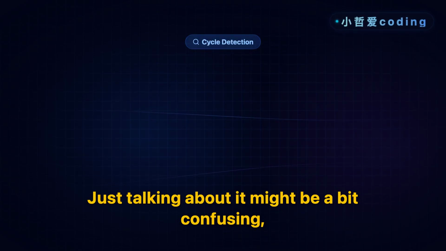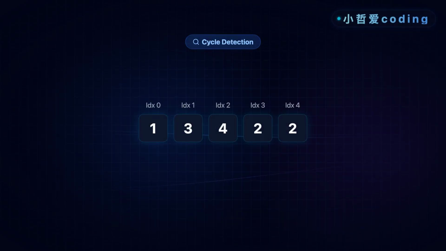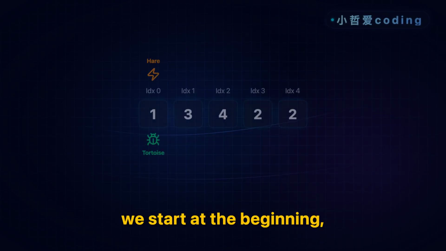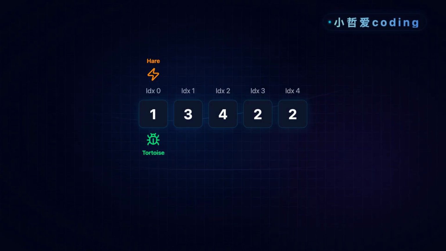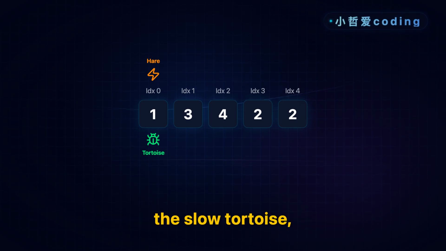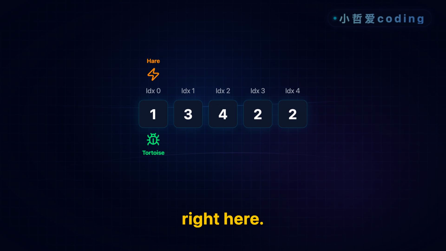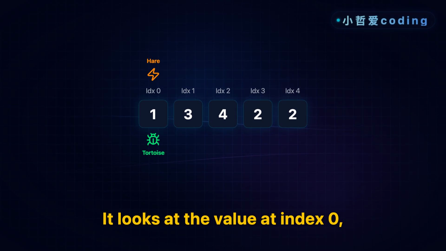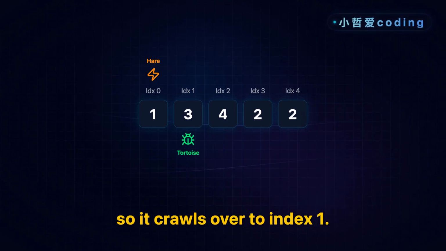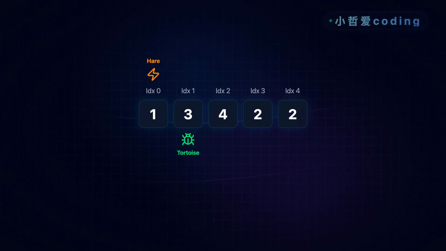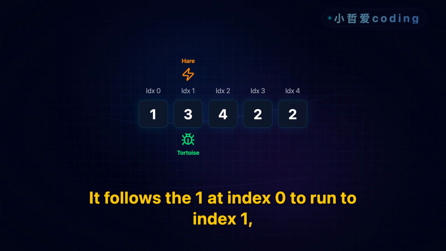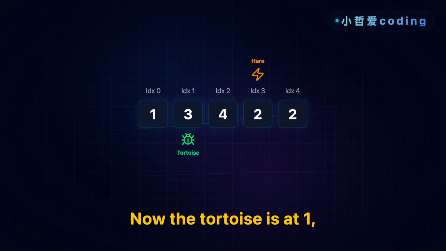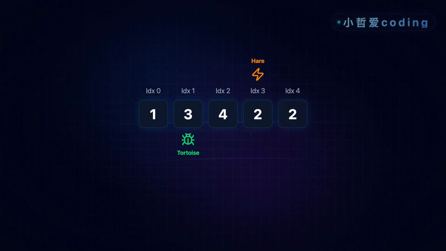Just talking about it might be a bit confusing, so let's picture it in our heads. Let's take the array we just mentioned, 1, 3, 4, 2, and 2. First, we start at the beginning, which is index 0. We place both our slow pointer, the slow tortoise, and our fast pointer, the fast hare, right here. Round 1. The slow tortoise takes 1 step. It looks at the value at index 0, which is 1, so it crawls over to index 1. The fast hare needs to take 2 steps. It follows the 1 at index 0 to run to index 1, then sees the value at index 1 is 3, and whoosh, dashes over to index 3. Now the tortoise is at 1, and the hare is at 3.